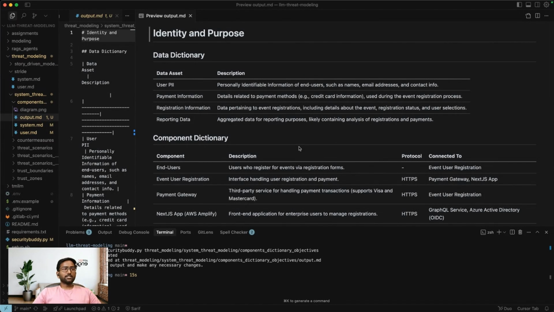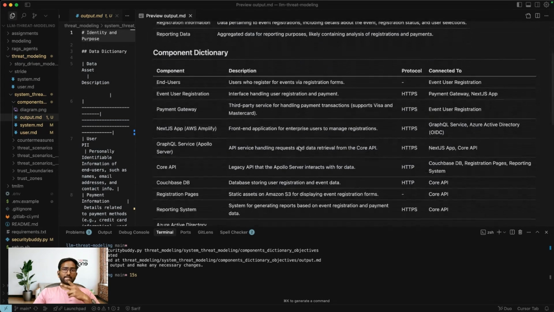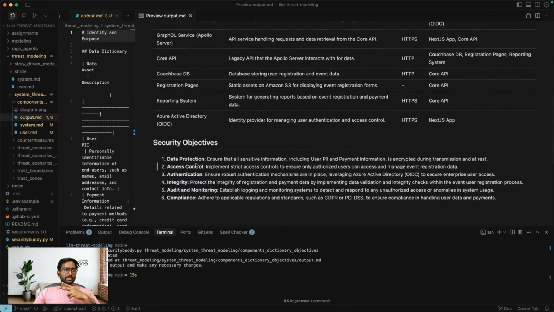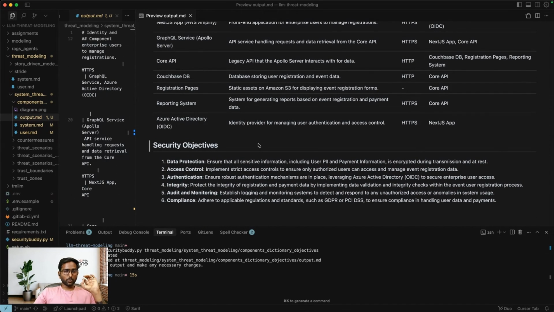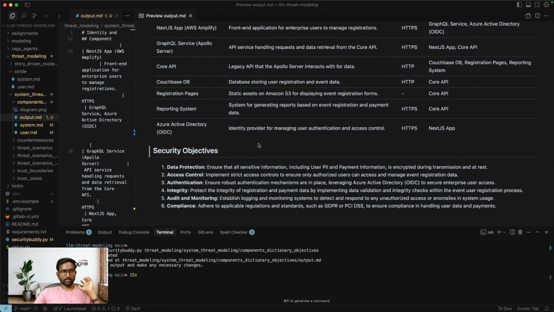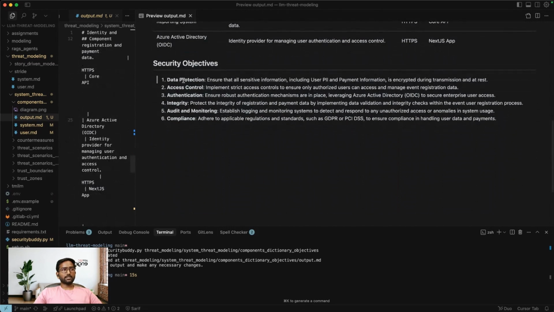There you go. So very quickly, we're able to generate the data dictionary, the component dictionary, as well as the security objectives that we would have to focus on. So let's do a quick study of whether this is accurate or otherwise. You will notice in terms of security objectives, let us start with the security objectives and then we can go back to the list of components. The security objectives would be data protection because you have both PII and payment information, exactly what I had noted down. The access control would have to be something interesting.